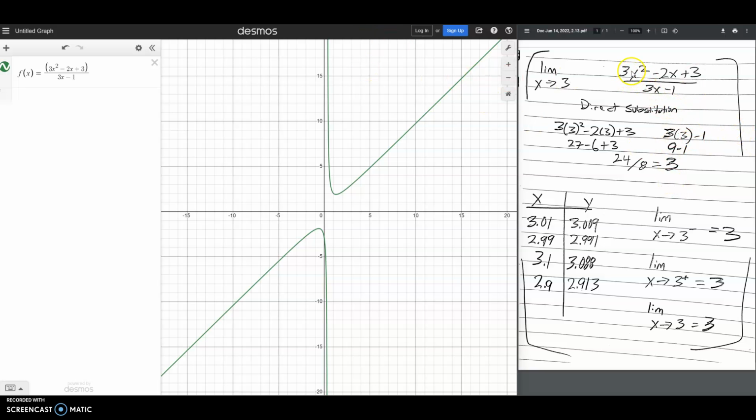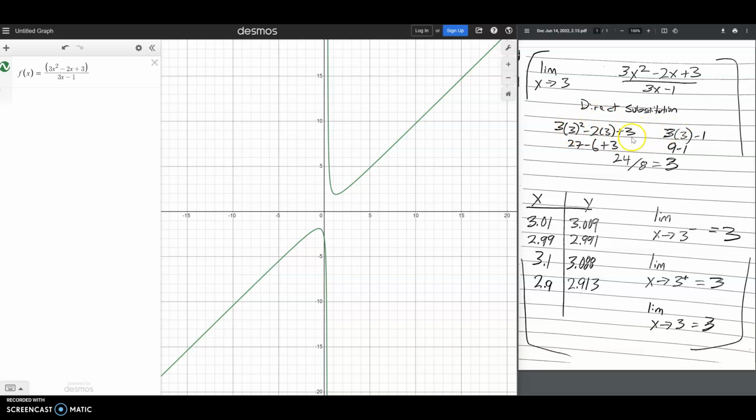For my example, I chose the function (3x squared minus 2x plus 3) divided by (3x minus 1) with a limit of 3. In this example, we can use direct substitution to figure out what our value is going to be.